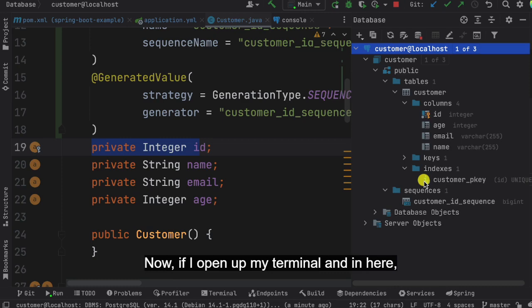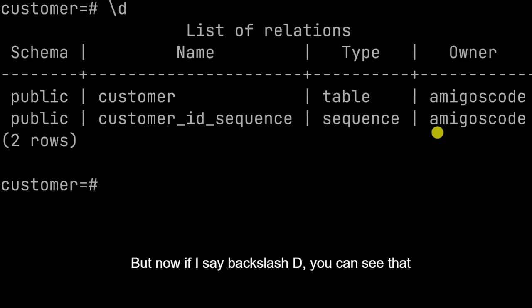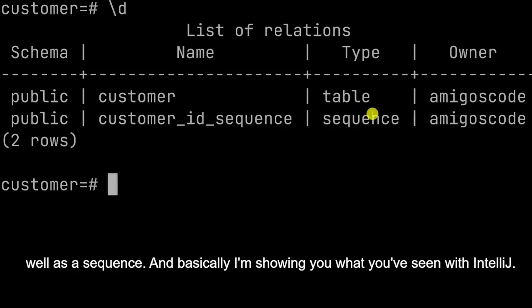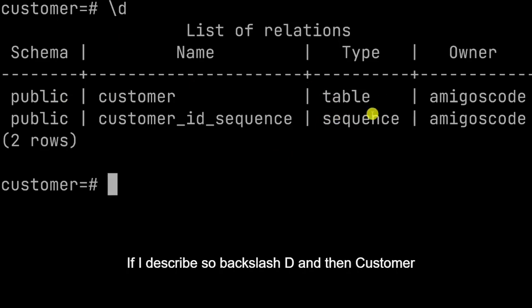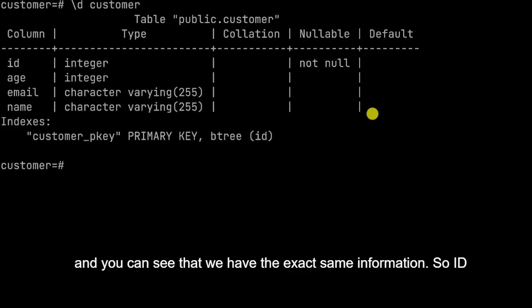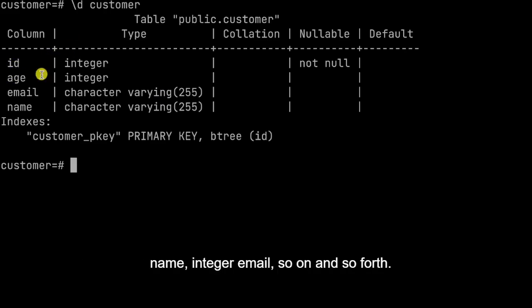Now, if I open up my terminal, and in here, remember, we connected to customer. So before we did \d, we didn't have any relations. But now if I say \d, you can see that I do have 2 relations. So we've got a table as well as a sequence. And basically, I'm showing you what you've seen with IntelliJ. If I describe, so \d and then customer, you can see that we have the exact same information. So ID, name, integer, email, so on and so forth.